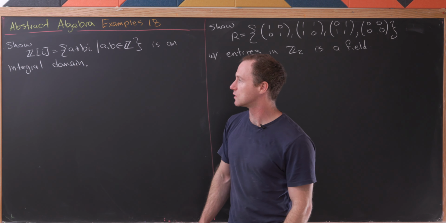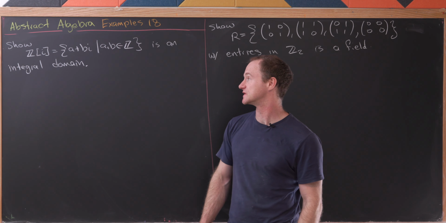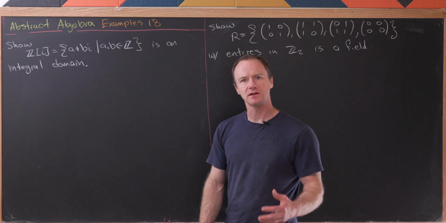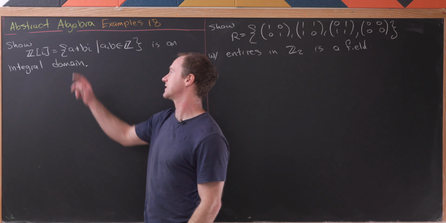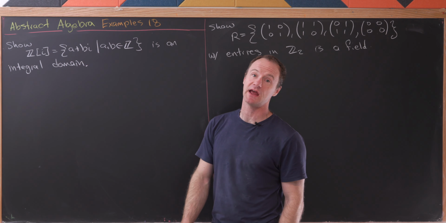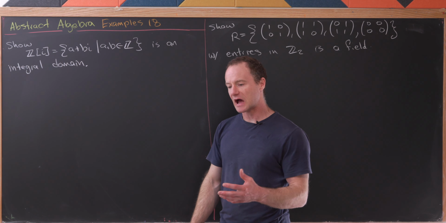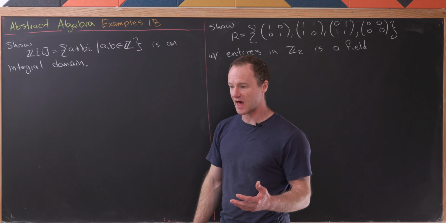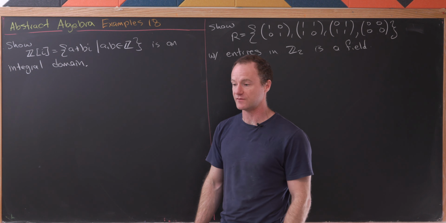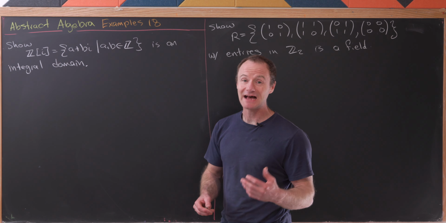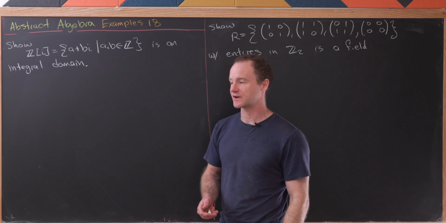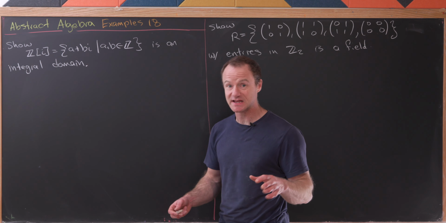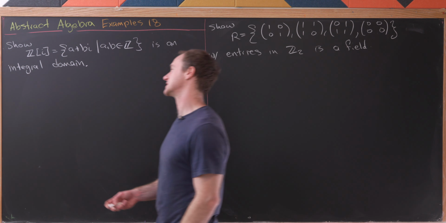So our first goal is to show that the Gaussian integers is an integral domain. Let's recall that the Gaussian integers, Z adjoin i, is everything of the form a plus bi, where a and b are integers. Now, of course, you could use the fact that this is a subring of the complex numbers, and as a subring of the complex numbers, it inherits the characteristic of being an integral domain. That being said, we're going to prove it directly for practice.